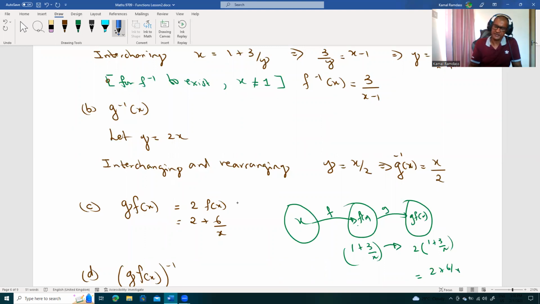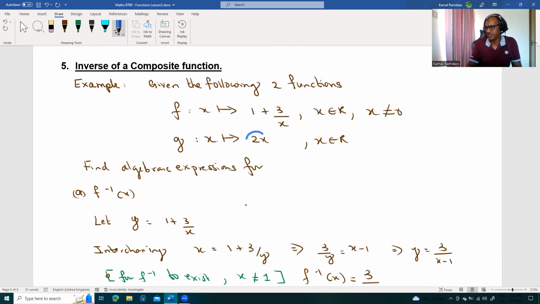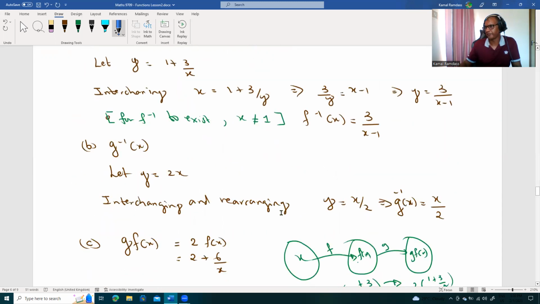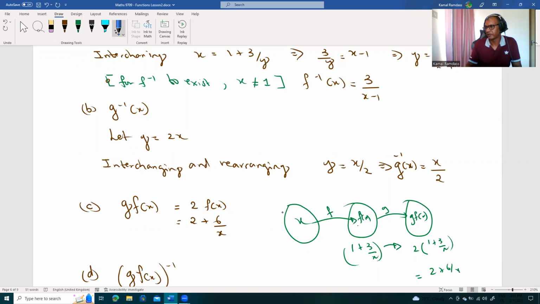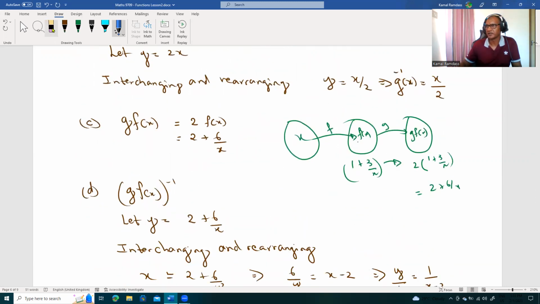G of f of x. Ça veut dire, je prends g, ça c'est g of x. G of f of x, je remplace ça par f of x, 2 times 1 plus 3 over x. Je gagne 2 plus 6 over x. Ça qui était ça.